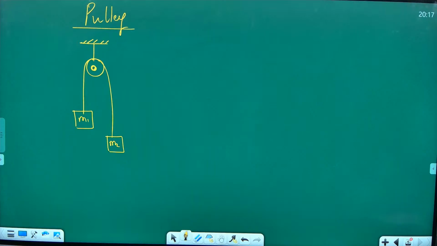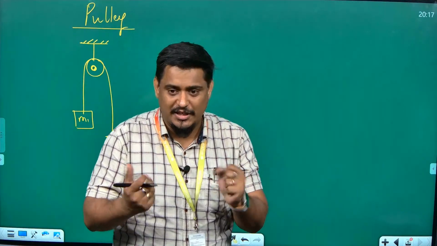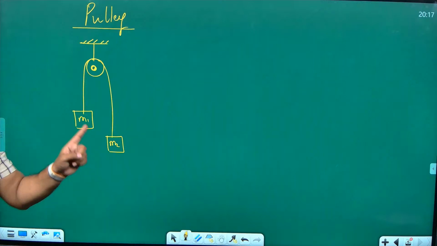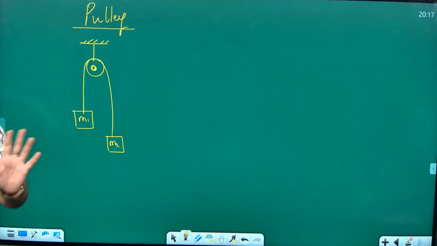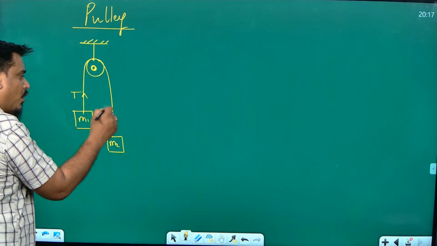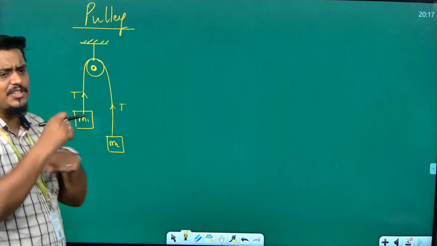You will definitely realize that tension is going to come in the string because both are hanging. The string will not be loose, it will have tension. And one thing for your knowledge, tension in a single string will always be the same. That is, if it is T, it will be T throughout the string. It is not like T1 here and T2 there. Same string, same tension.